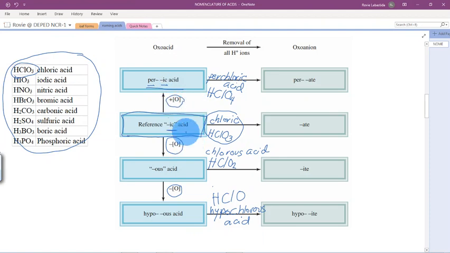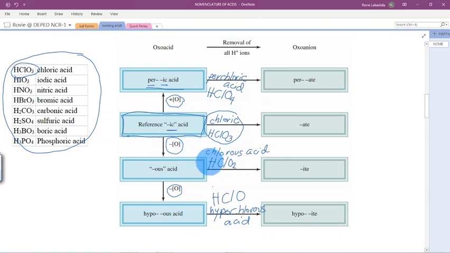So again, our reference here is the ic acid. HClO3 is our chloric acid. If we add one oxygen atom to the formula, it will become HClO4, and the name will become perchloric acid, per-ic acid.